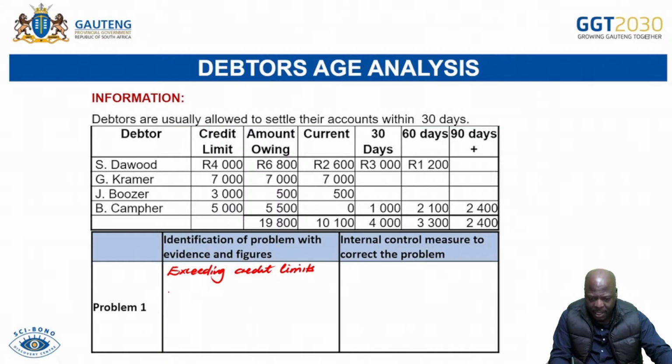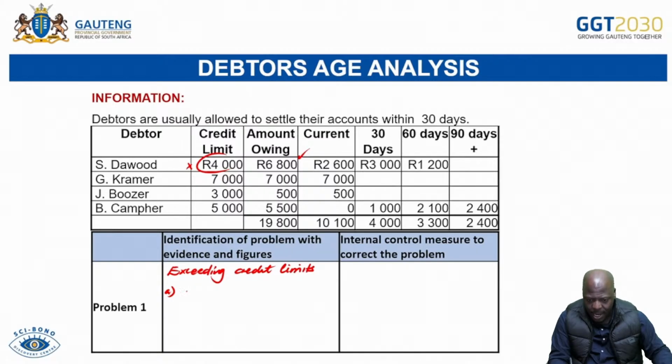Debtors that are exceeding credit limits. Let's start with the first one. Which debtor do we see that is exceeding their credit limit over here? Let's look at the first one, Esther Wood. Esther Wood is supposed to buy only for 4,000 from us, but presently is owing 6,800.